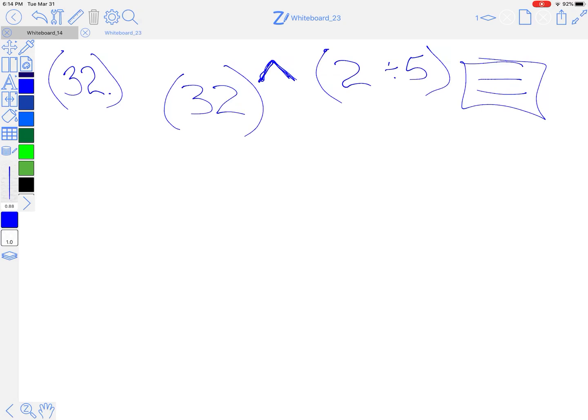I'm just going to check this real quick to make sure I get it right. 32 to the, oh no, never mind. I'll figure that out later. But if you put this in your calculator, you're going to find the answer you need.